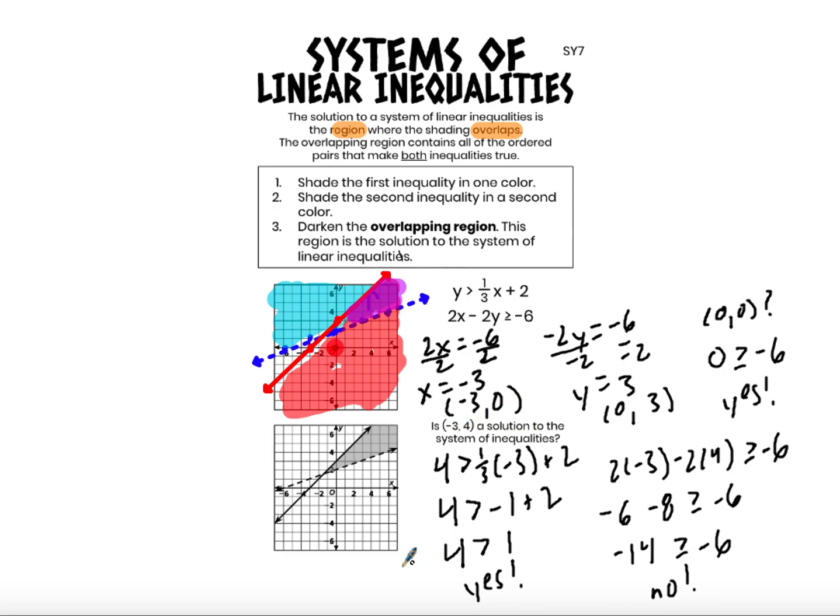What this tells me is that the overall answer to the question is no. The ordered pair -3, 4 is not a solution to the system. I can see that from the graph because this point, -3, 4, is not in that shaded region. It's not in the overlapping region. I may have been tricked if I had just looked at this graph and thought that yes, it was a solution since it was in a shaded region, but it can't just be in one of the shaded regions. It has to be in that overlapping region to be a solution to the system of inequalities.